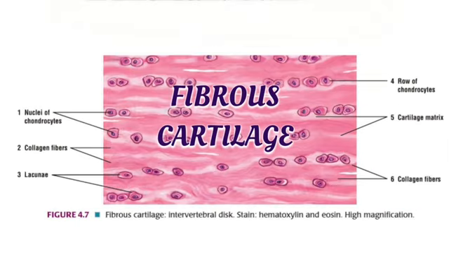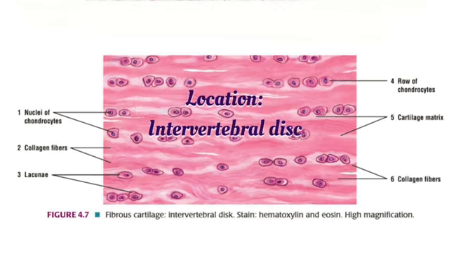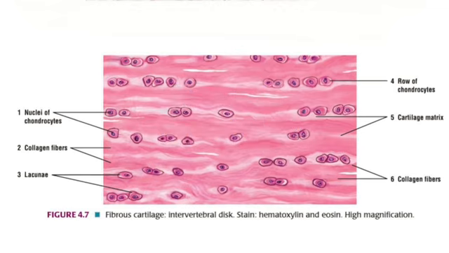The third one is the fibrous cartilage. Intervertebral disc is a classical example of fibrous cartilage. This type of cartilage exhibits dense collagen fibers. So it takes the hematoxylin eosin stain.